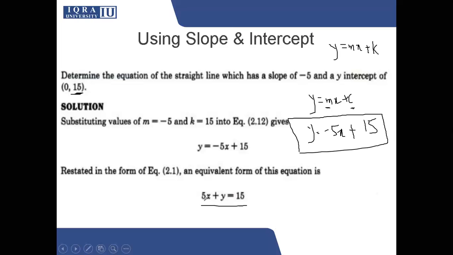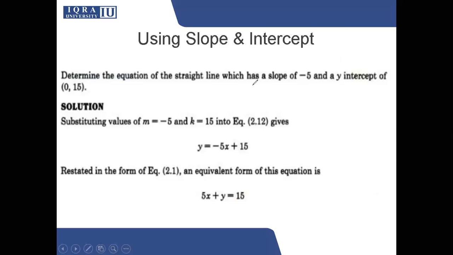If you rearrange it, you'll get this. So basically, if you are given the slope of a line and the y-intercept of the line, you can easily form the equation of that line by just substituting the values of the slope and the intercept in the general equation of the line. Okay, so let's move on to the next step. So this is the first method.